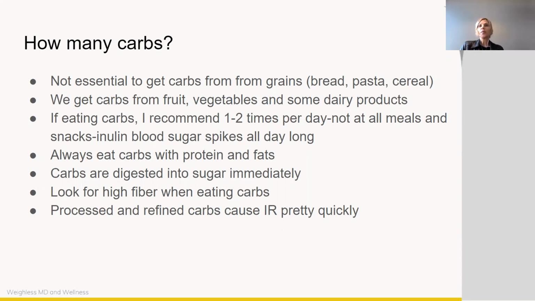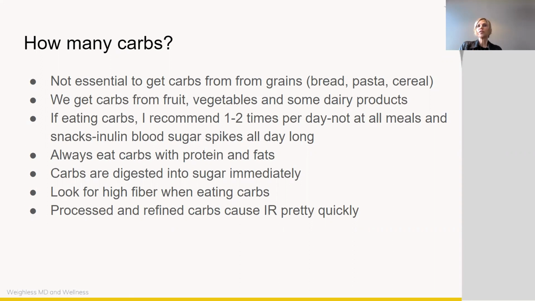You must always eat carbohydrates with protein and fats. I mentioned this earlier. It really will help bring down the spikes of the blood sugar. I'll demonstrate that in a slide later. Carbohydrates are digested into sugar almost immediately. So you really want to look for high fiber carbohydrates. Again, high fiber is going to help bring down those blood sugars as well.